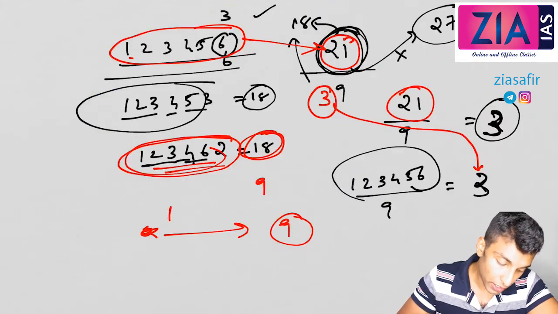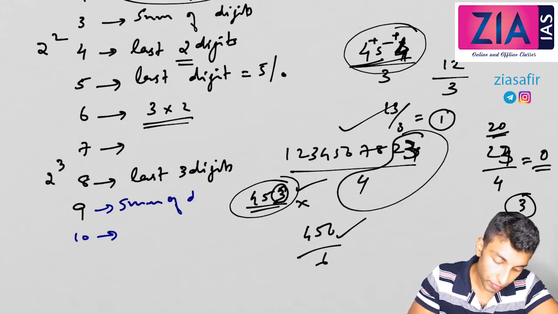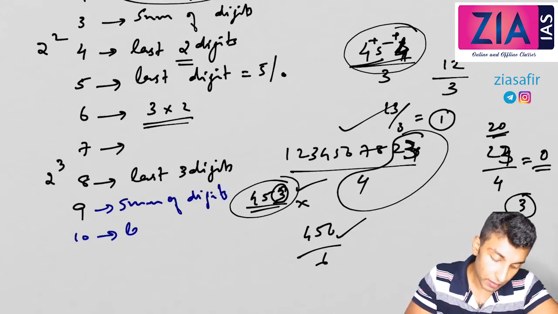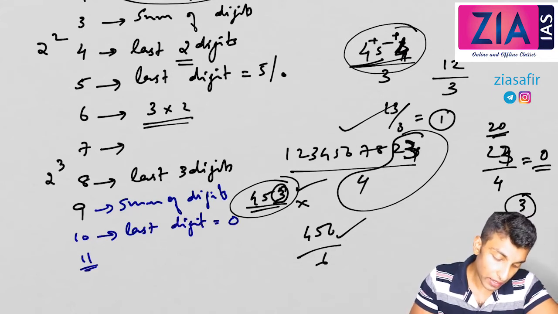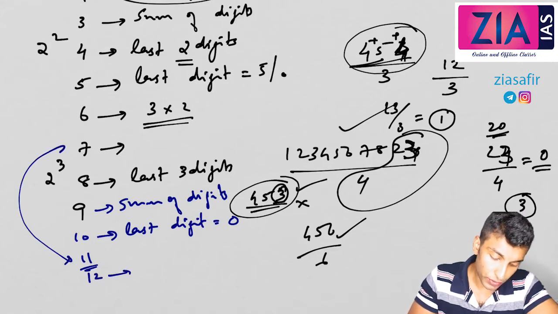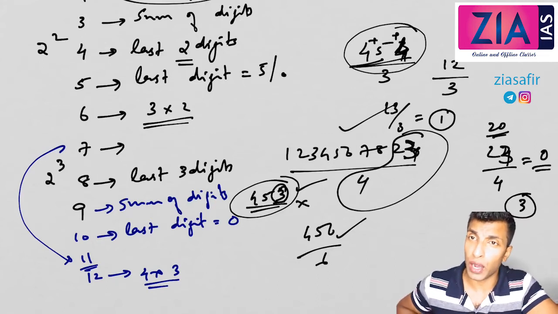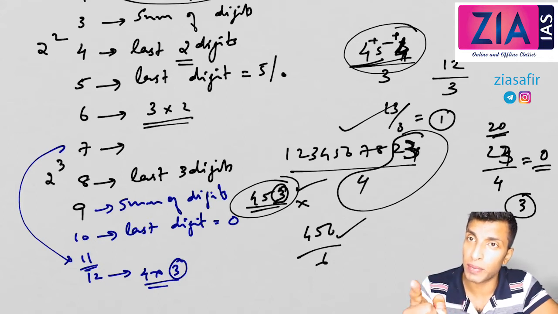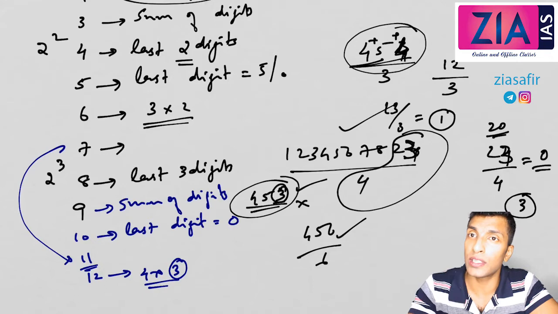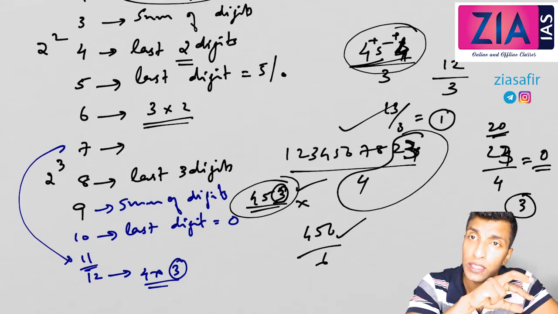Okay. Now 10, all of you know, the last digit must be 0. So the divisibility of 10, and for 9 I'm writing the sum of digits. 10, last digit should be 0. 11 I will discuss along with 7. 12 is 4 into 3. It has to be a multiple of 4. It has to be a multiple of 3. So how to check a multiple of 3? The sum of the digits should be divisible by 3. At the same time, the last two digits must be divisible by 4. Like in case of 6, it was 3 into 2. In case of 12, it is 4 into 3.